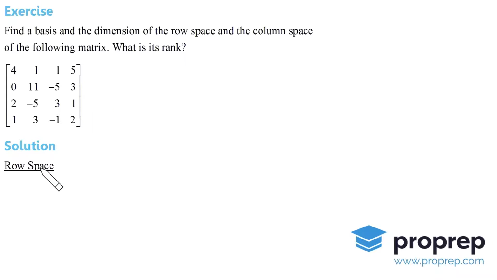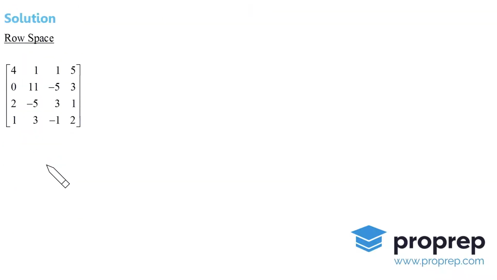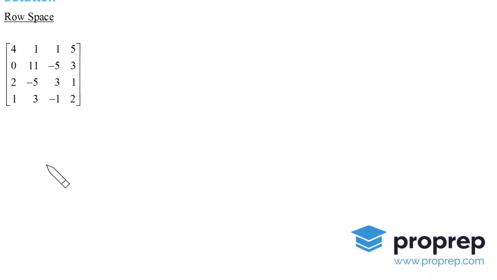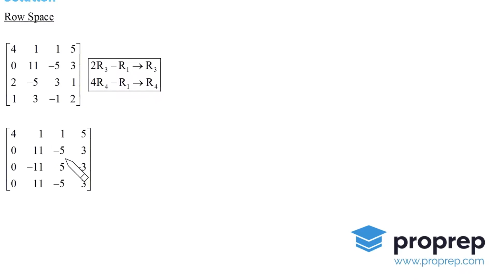So we begin with the row space. And I just copied the matrix, and we're going to do row operations to try and bring it to echelon form. Start with the first column. We have a 0 here. We want 0 here. So we'll do twice this minus this, and here 4 times this minus this, as written here. That brings us to this.